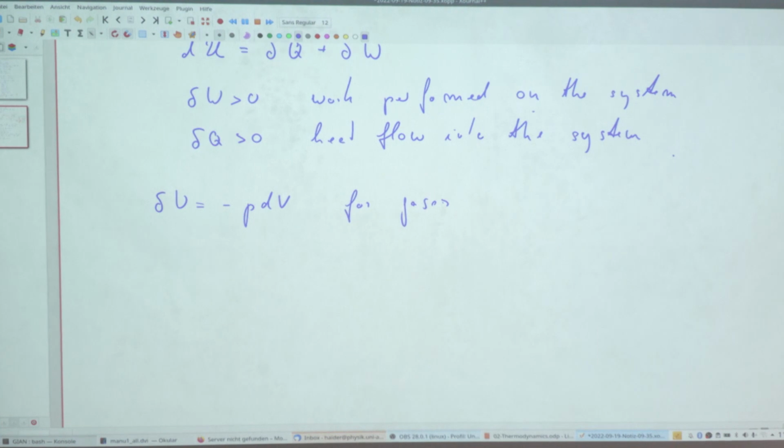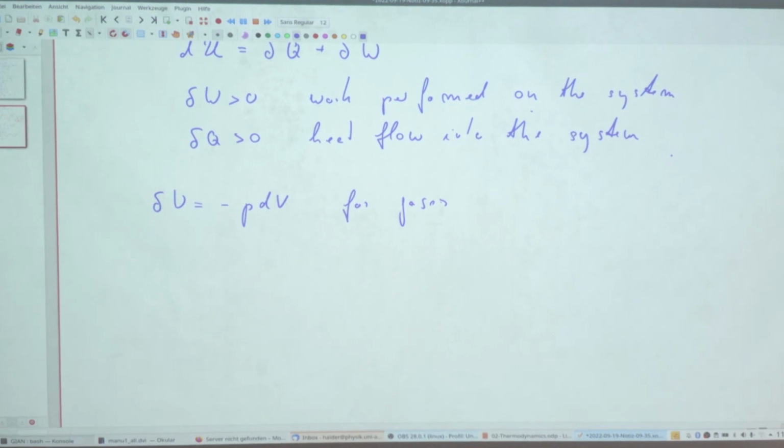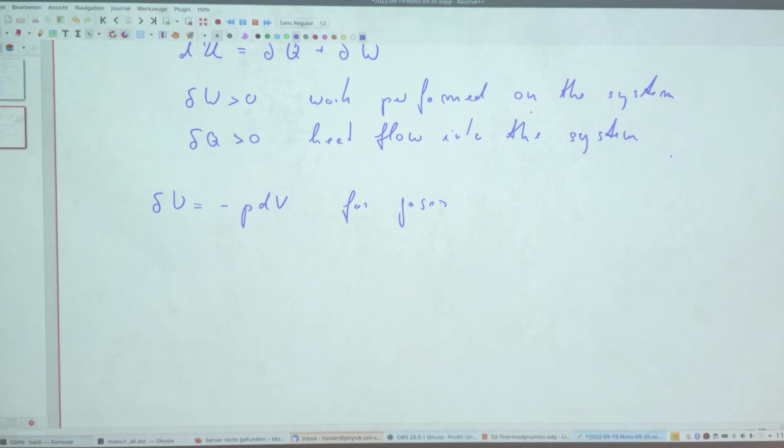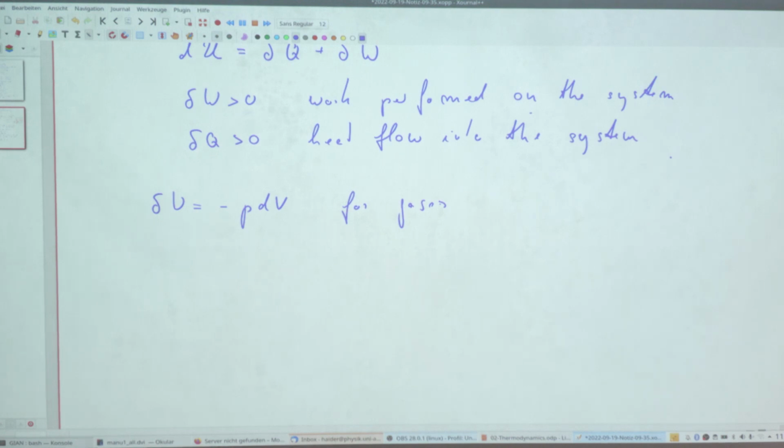And just keep in mind that if you have other systems than gases, this term becomes more complicated. So it's sigma d epsilon, which replaces this simple pressure and volume. But for the moment, that's sufficient for us. Also, if you have magnetic systems, you have BdH, which gives the magnetic work which is performed by the system, and so on. So you have to figure out which type of system you have.